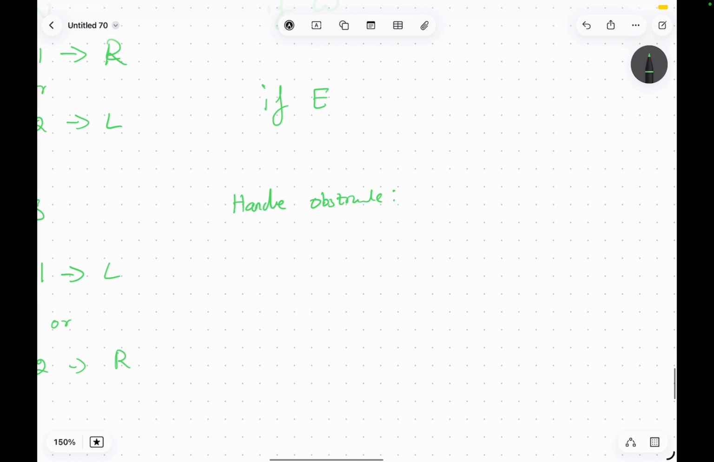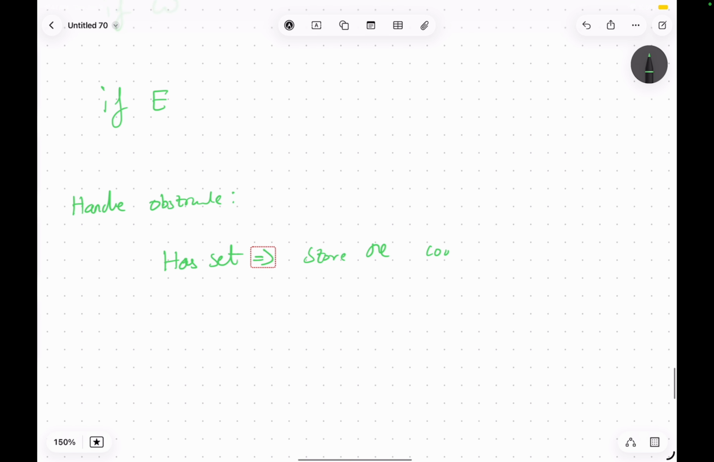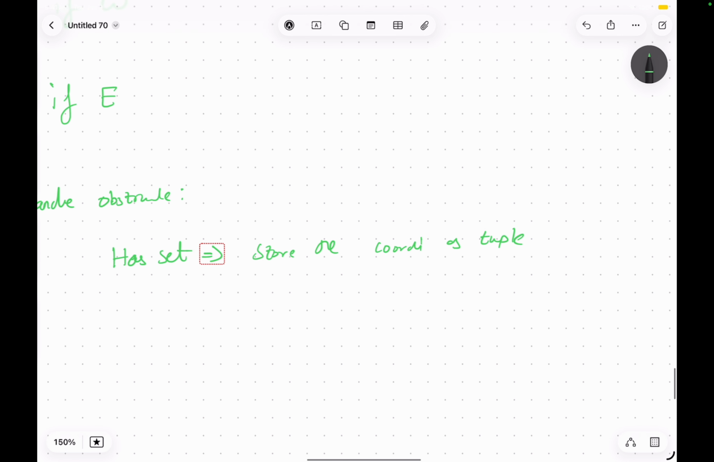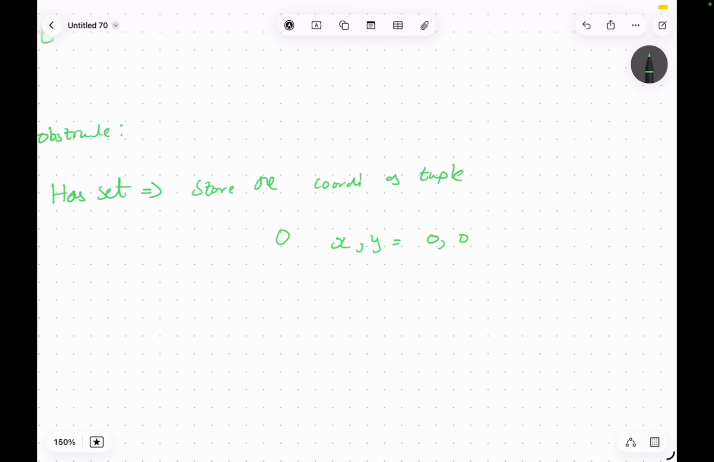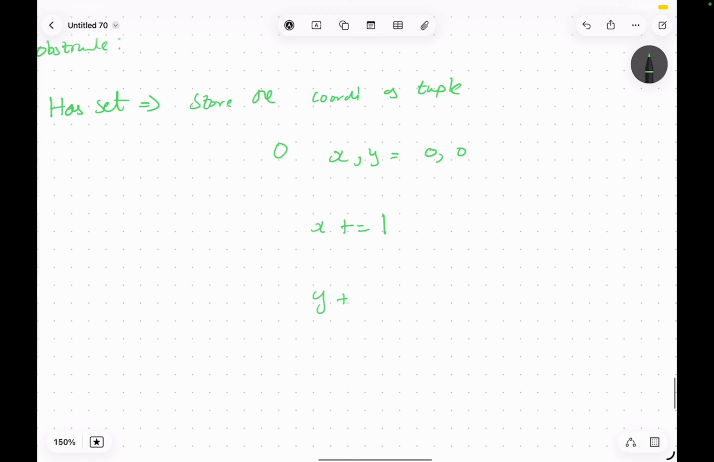we can use a hash set and store the coordinates as tuples, and then you can track x and y coordinates starting from 0. So initially you will have x and y as 0 and 0. When you are moving up, you can increment x by 1 and y also by 1 based on directions.